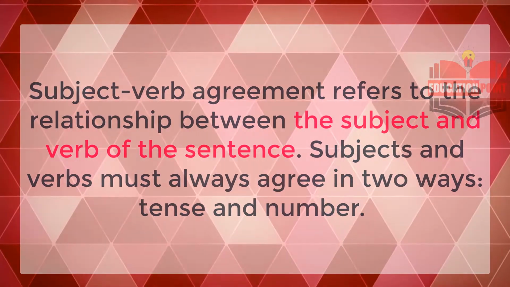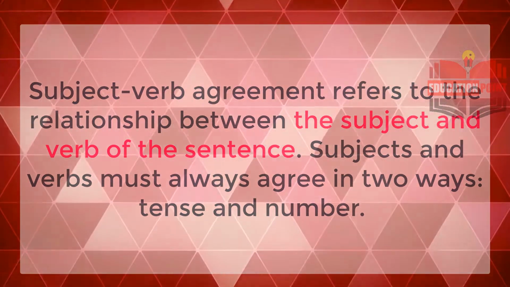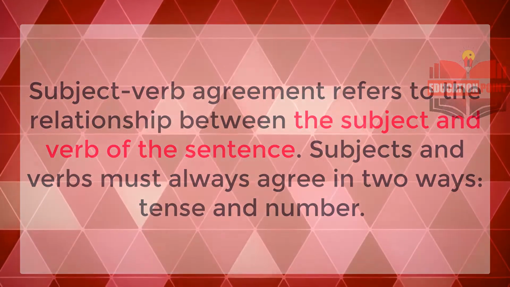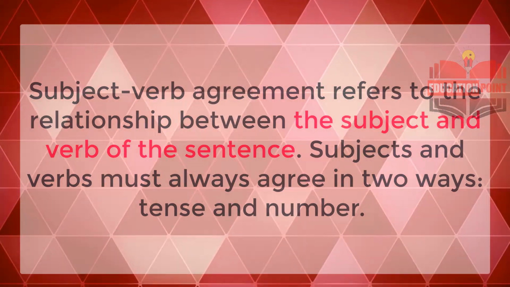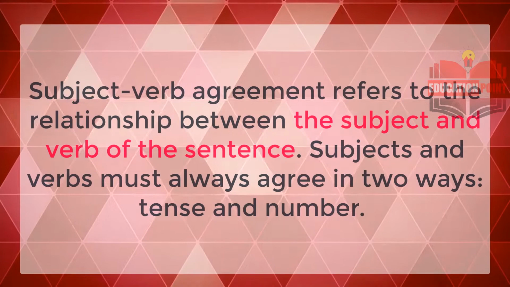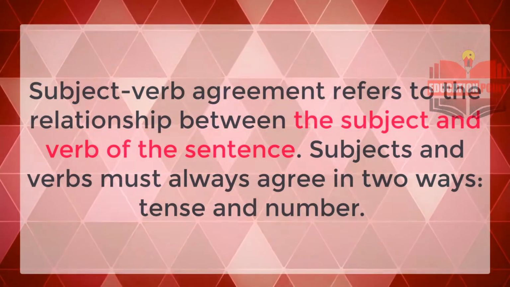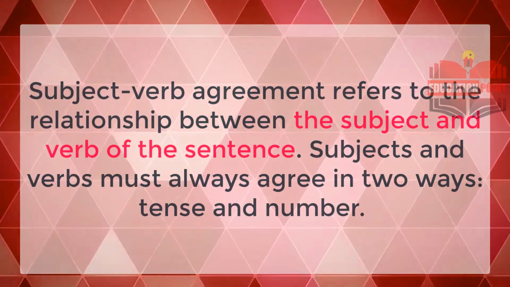Understanding what is Subject-Verb Agreement. Subject-verb agreement refers to the relationship between the subject and verb of the sentence. As the name goes, it becomes quite clear and familiar what subject-verb agreement is. There happens to be an agreement between the subject of the sentence and the verb of a sentence.